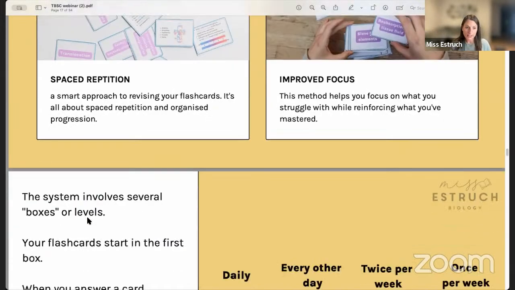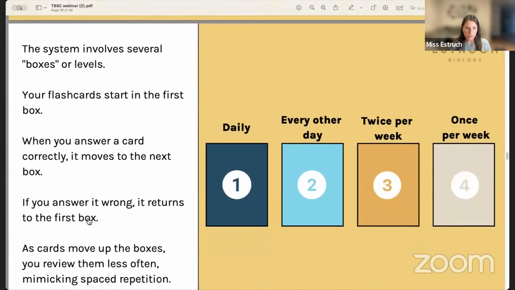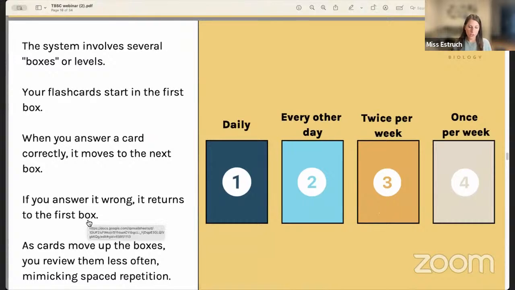And the Leitner system, let me talk you through what it is. Ideally, you would have 4 boxes, or you could literally just have a piece of paper that says 1, 2, 3, 4 on it. And number 1 represents cards you're going to test yourself on every day. Number 2 represents cards you're going to test yourself on every other day. Number 3 is twice per week. Number 4 is once per week.